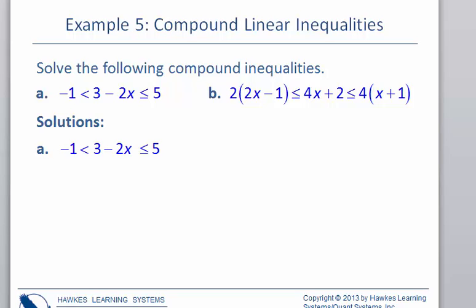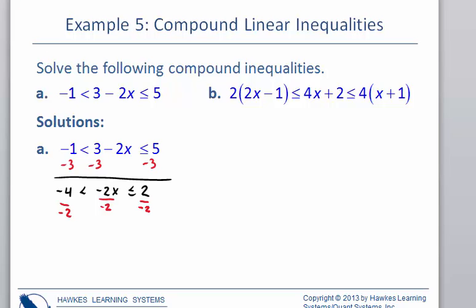Our first one says -1 is less than 3 minus 2x, which is less than or equal to 5. And so if we want to solve this, remember our goal is to get the x in the middle by itself. So we could begin by subtracting 3 off of all three parts of the problem. So that's going to give me -4 is less than -2x is less than or equal to 2. We then are going to divide by -2. If we do it in the middle, we need to do it on all three sides.